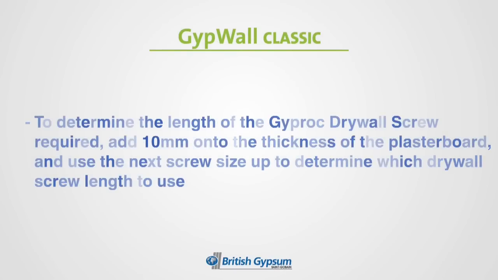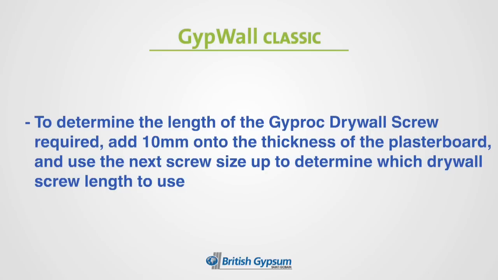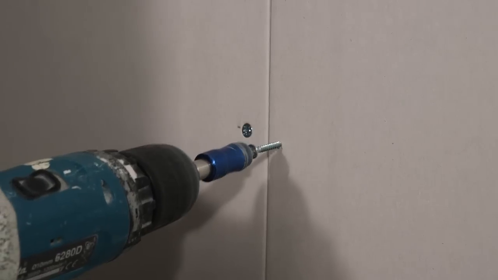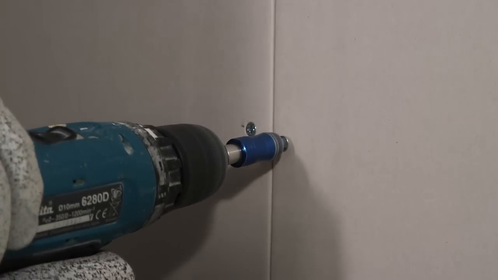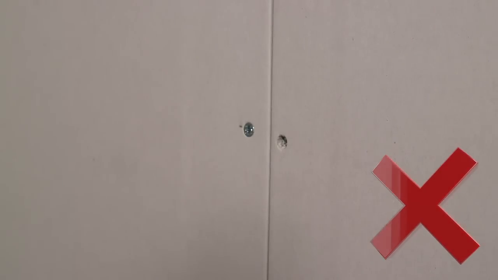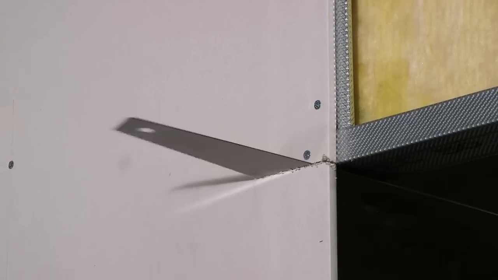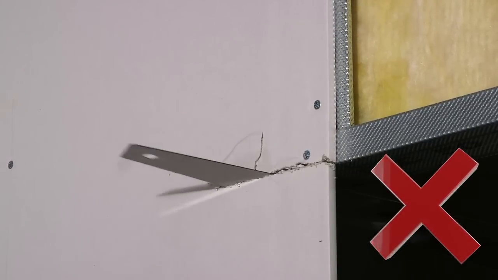To determine the length of Gyproc drywall screw required, add 10mm onto the thickness of plasterboard and use the next screw size up to determine which drywall screw length to use. Ensure you do not penetrate the board surface with Gyproc drywall screws. Ensure you cut into the face side of the plasterboard at openings to prevent plasterboard breaking.